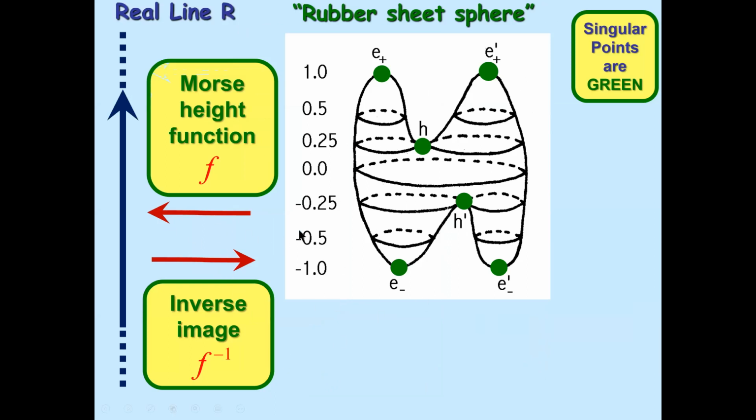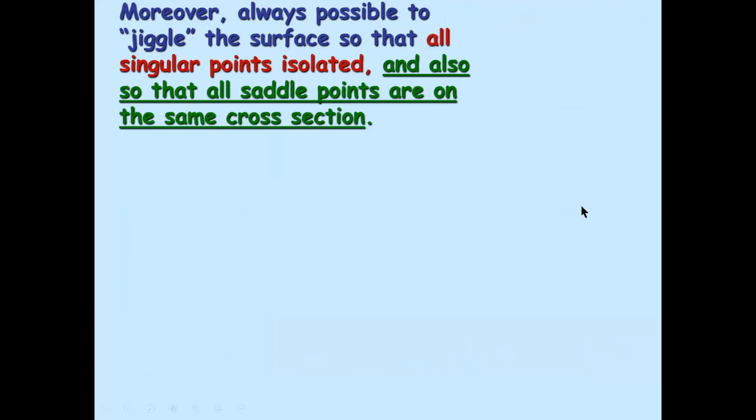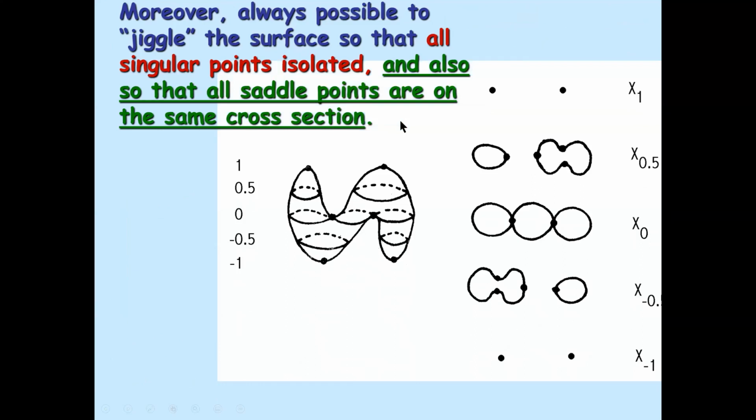So if we take a look at this, we have two saddle points. It's always possible to jiggle the surface so that all singular points are isolated. But more importantly, we can do it in such a fashion that all saddle points are at the same cross-section, the same level. And this will turn out to be of central importance, pushing everything into the same level.